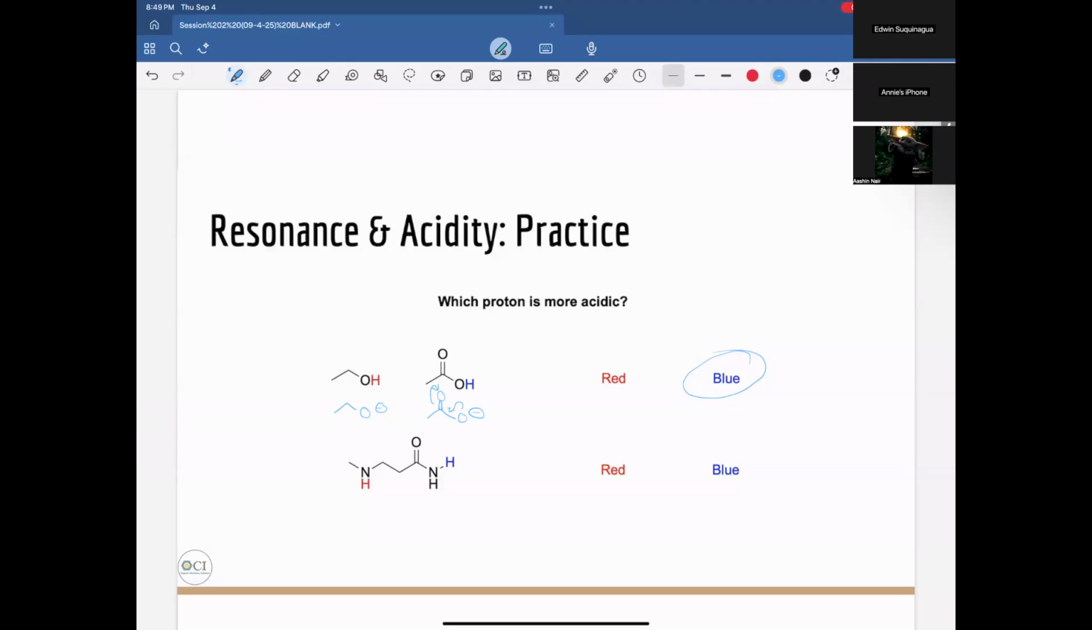What about the second one? Also blue. Okay, why is this one blue? Same thing. Over here, we get a negative charge, can't do anything with it. Over here, our negative charge can be pushed up to that oxygen again, and we're resonance stabilized.